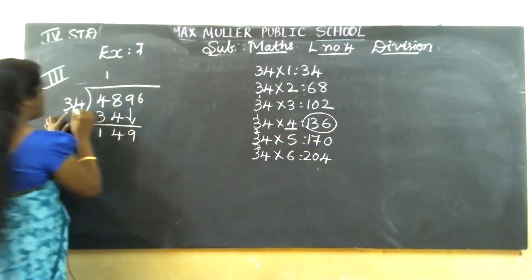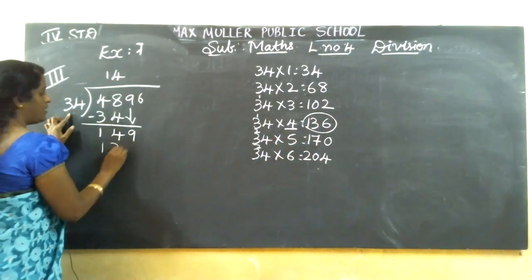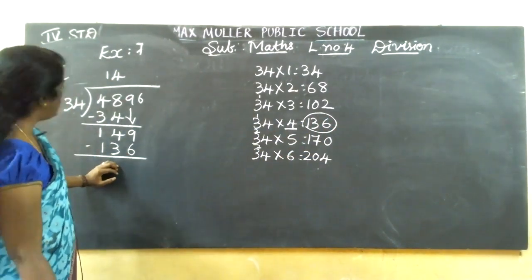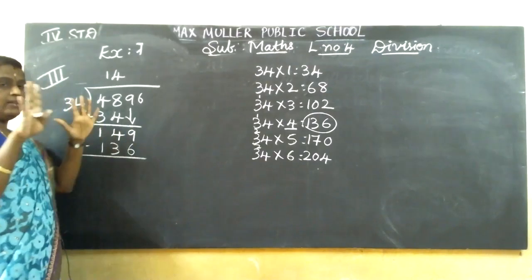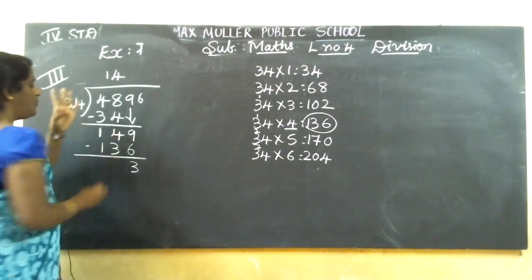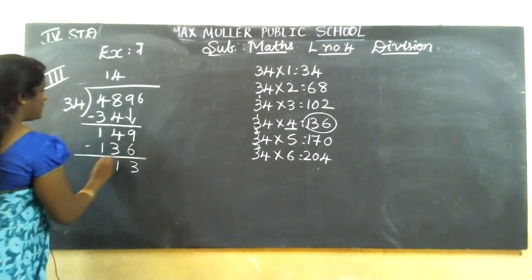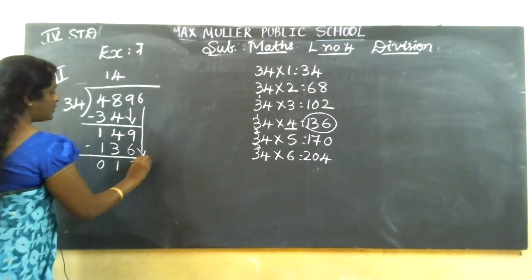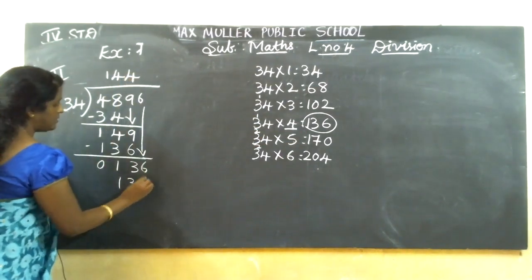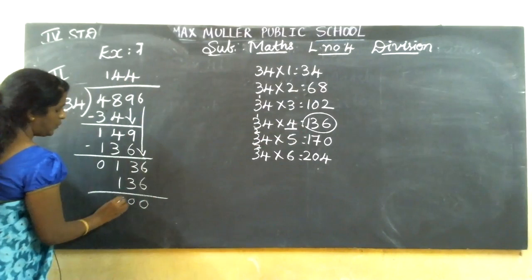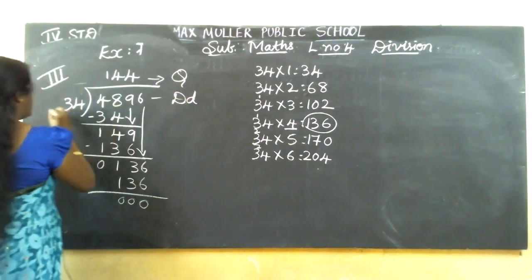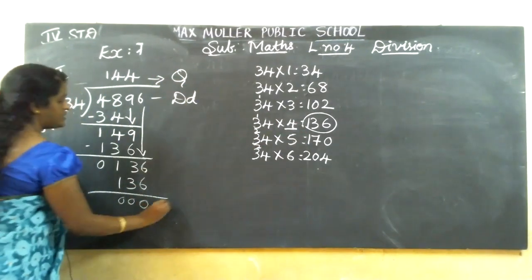34 fours are, see here, 34 fours are 136. Nearest number only you have to go, children. Nearest number. Okay, see here. 9, cut 6 fingers. 3. 4, cut 3 fingers. 1. 0. Bring down 6. So it is there once again. 136 it is there. So 34 fours are 136. Remainder is 0. So as I told, this is quotient, this is dividend, this is divisor, this is remainder.